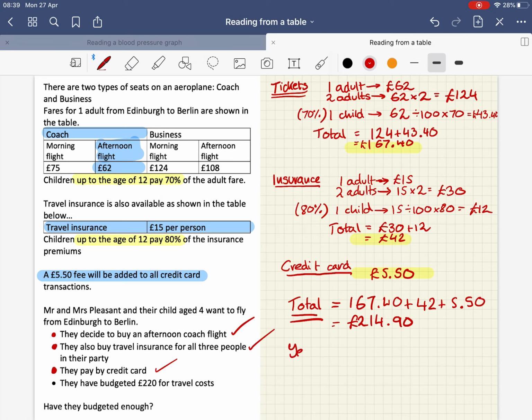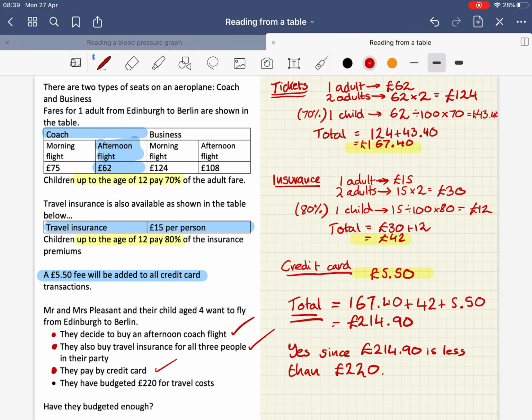So we would say yes, since £214.90 is less than that £220 they saved. And that's it.